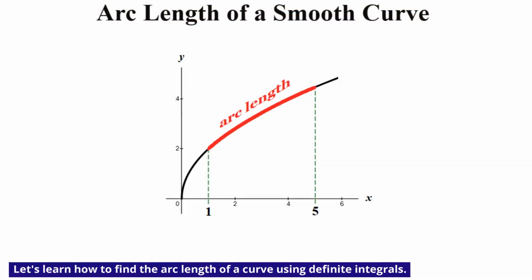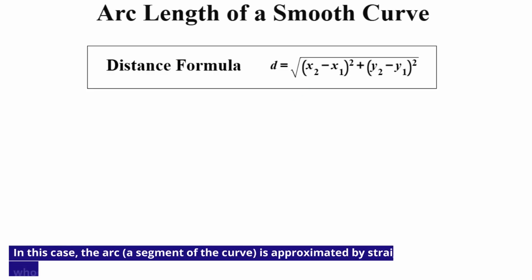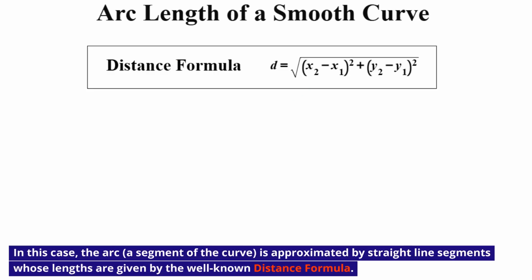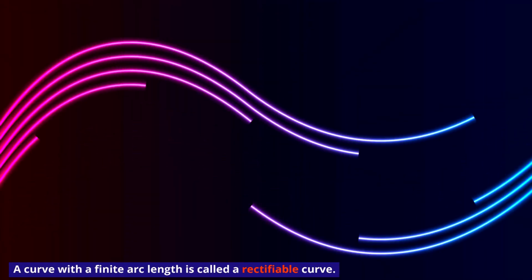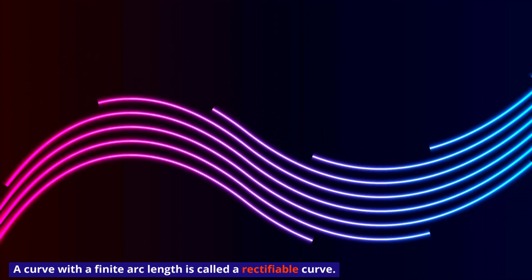Let's learn how to find the arc length of a curve using definite integrals. In this case, the arc, a segment of the curve, is approximated by straight line segments whose lengths are given by the well-known distance formula. A curve with a finite arc length is called a rectifiable curve.